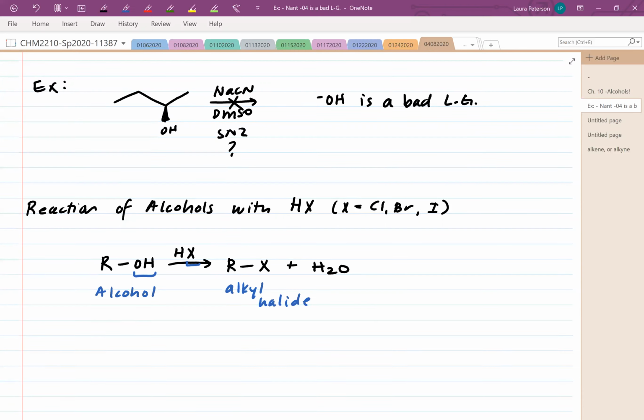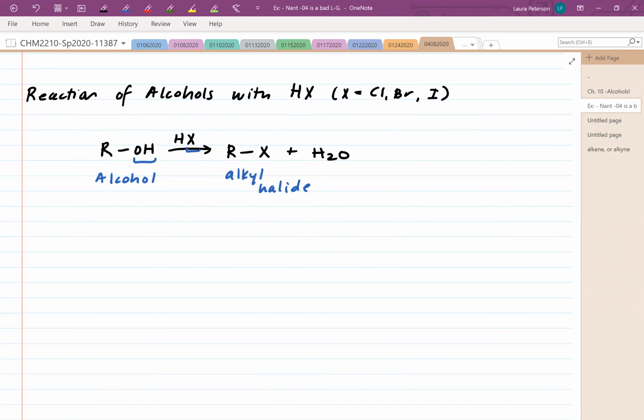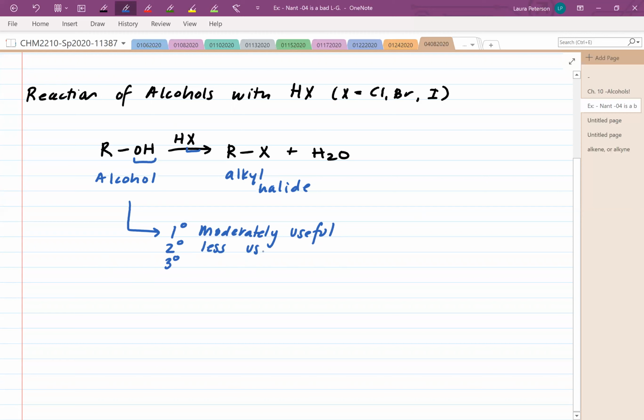All right, let me tell you a little bit about this reaction. Not all alcohols are equivalent in this reaction. It turns out that primary alcohols are moderately useful. Secondary alcohols are not very useful, so we'll say less useful. And tertiary alcohols are also useful, so we'll say these are the most useful.